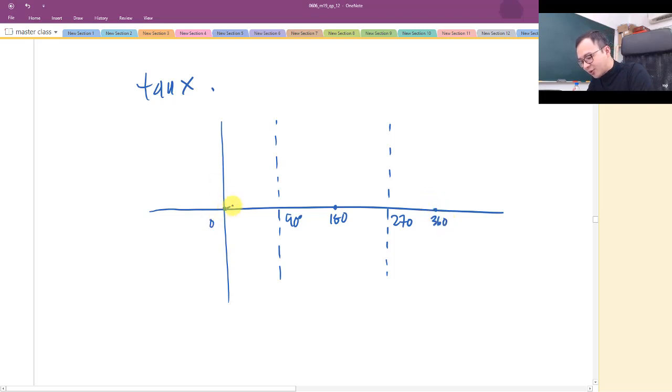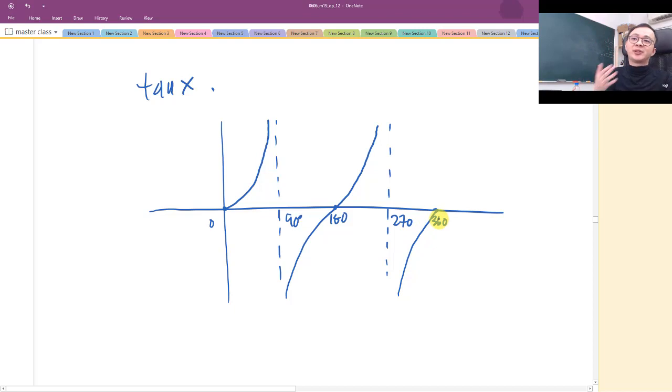So we start from 0, and I go very near to 90. I cannot touch 90. Then I get all the way here. I shouldn't touch the dotted line. Yeah, this is how we do the tangent graph. Very simple.